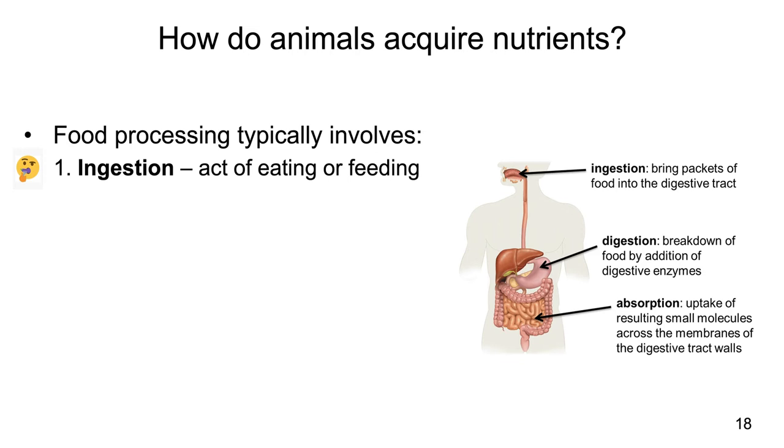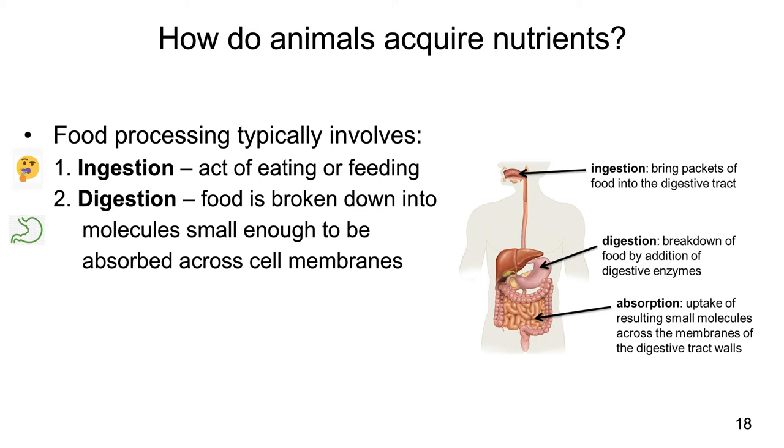The next step is called digestion. So digestion is just when food is broken down into molecules small enough to be absorbed across cell membranes. Okay, so you're breaking down food by processing it mechanically and shaking it up and mixing it up, and also adding digestive enzymes that chemically work on those food molecules to break them down into smaller constituent molecules. So you're breaking down polysaccharides into monosaccharides. You're breaking these polymers into the monomers and even smaller molecules.